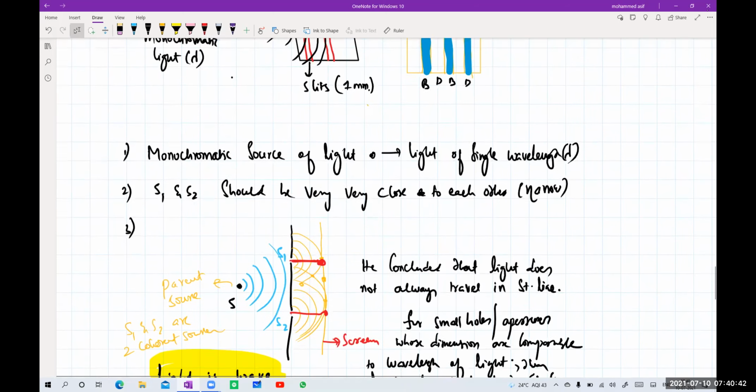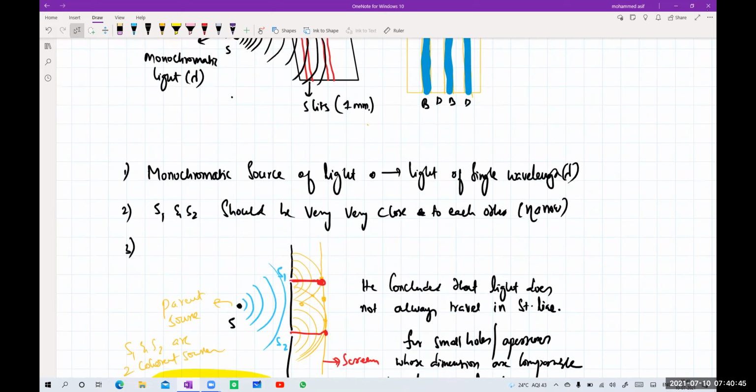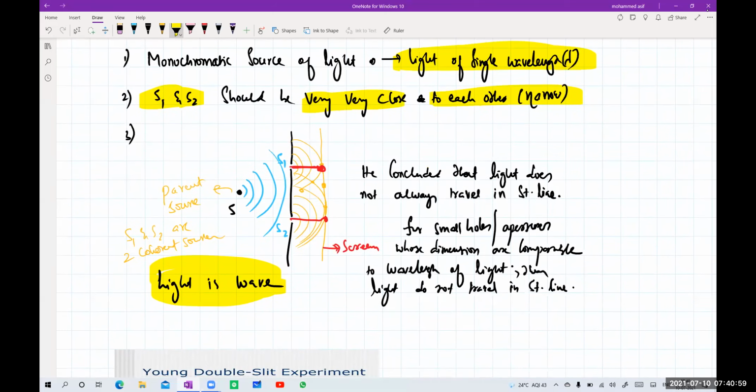Now, what conditions are we taking? We are taking a monochromatic source of light of a single wavelength. S1 and S2 should be very close to each other and very narrow. From S1 and S2, the light goes in the form of spherical wavefronts. Again, we draw a tangent, and from that wavefront the wavelets go out again. Again, if I draw a tangent like this, the points on it act as secondary sources, which I told you in the beginning.